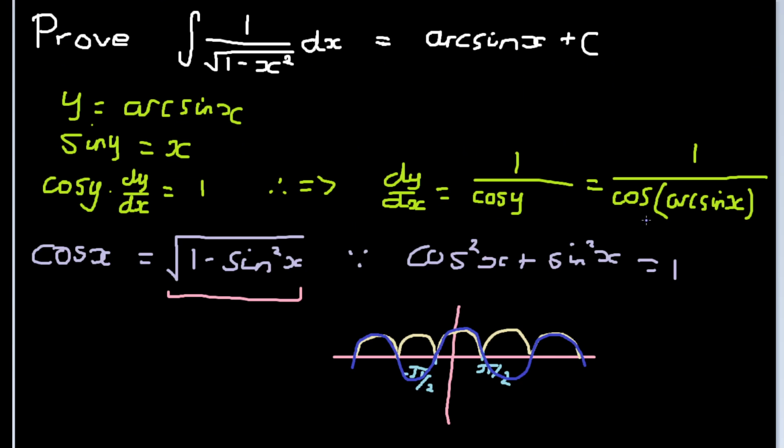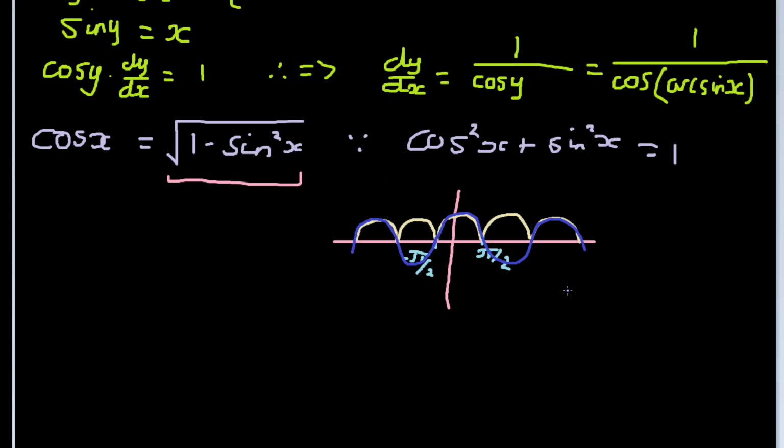And we're taking the cosine of arcsine x here. Now arcsine x can only take values between negative pi over 2 and pi over 2. So for our purposes, within this boundary, these two functions are the same. So let's go ahead and substitute cosine x here for this up here.